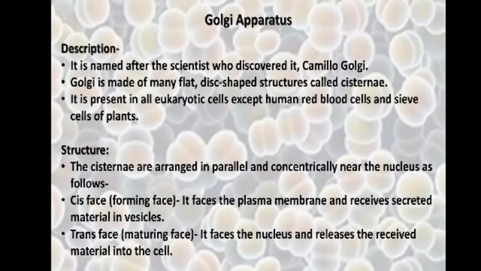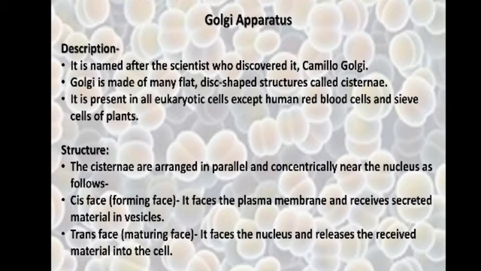The Golgi apparatus, also known as the Golgi complex, Golgi body or simply the Golgi. These organelles are found in most eukaryotic cells. This organelle was named after its discoverer. In 1897, Italian scientist Camillo Golgi identified this organelle.